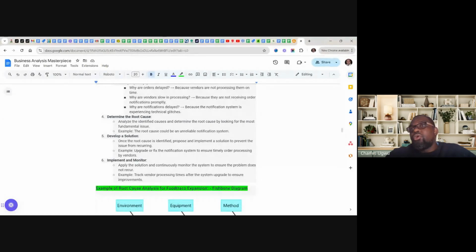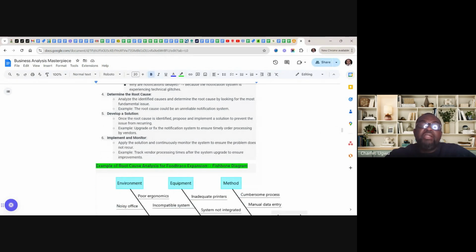So as a BA at this level, if you can master gap analysis and master root cause analysis, then you are good to go. Even if you master only gap analysis, it is good, but you will find that in most cases you either use root cause analysis or you use gap analysis.